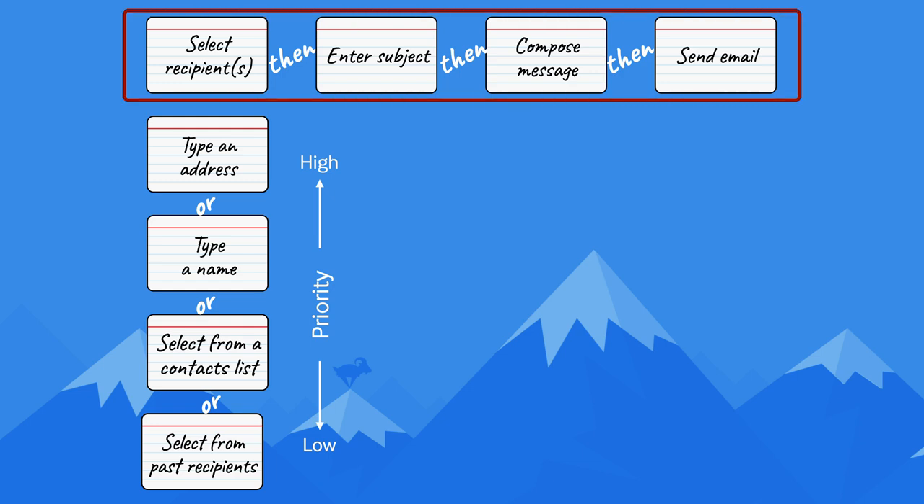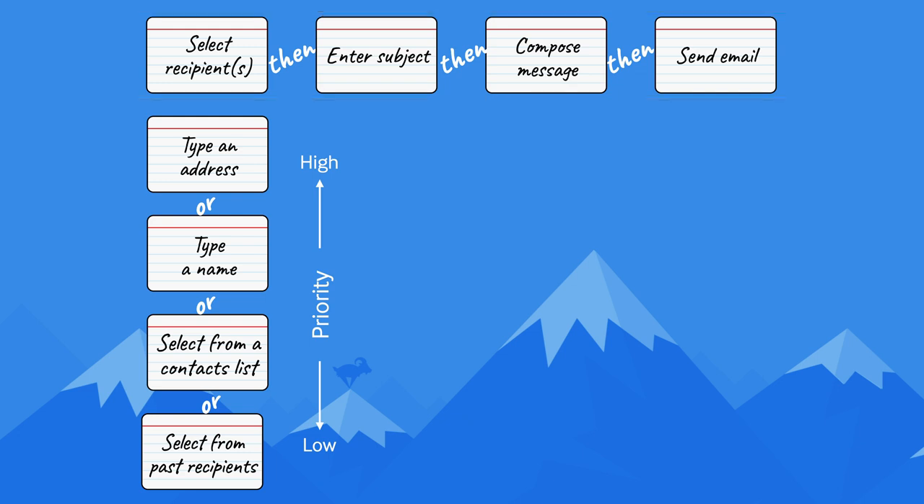The top row of a story map is called the backbone. Generally, cards in the backbone are not stories you'll implement directly. You won't, for example, bring the card "select recipients" into a sprint. Instead, you'll bring in one or more of the cards below it into the sprint. A team might, for example, decide that in the coming sprint, they will work on the type an address and type a name cards, leaving the other 2 cards for later.